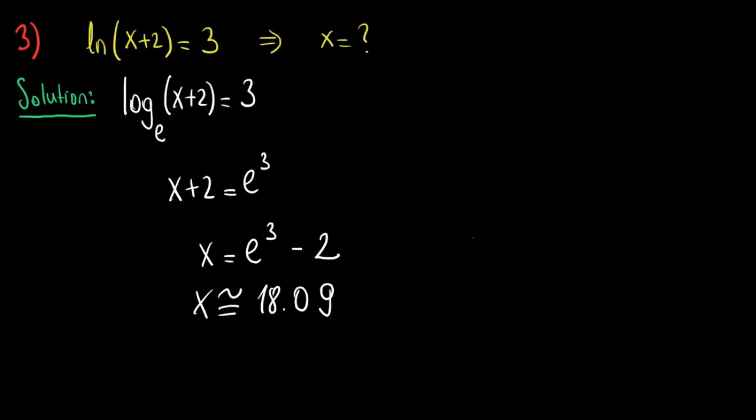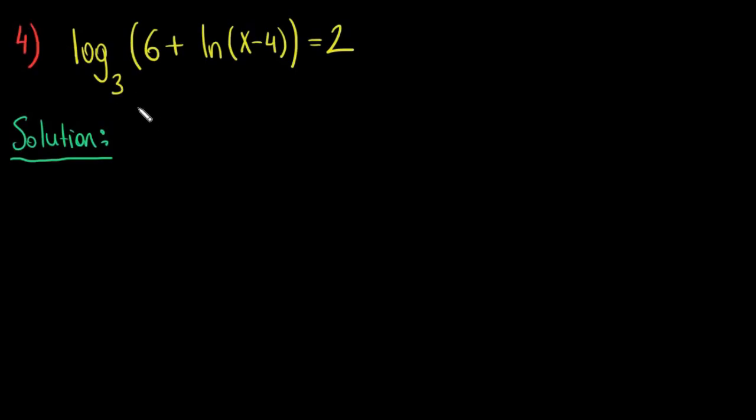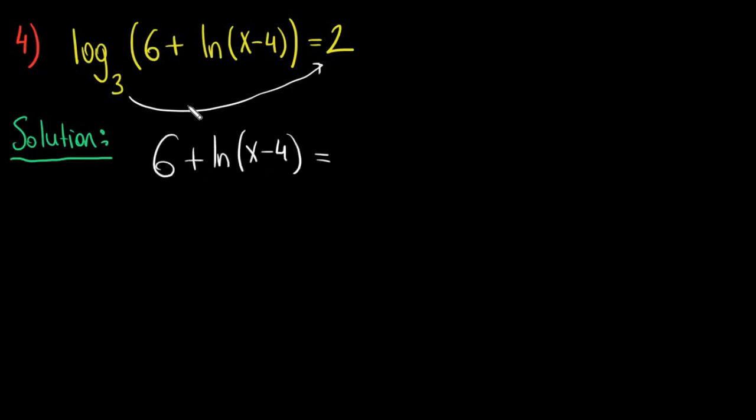Alright, so I'm going to write another question. Question 4. We have log base 3 of (6 plus ln(x minus 4)), and this is equal to 2. So 3 to the power of 2 is just going to be equal to this expression. So 6 plus ln(x minus 4) is going to be equal to 3 to the power of 2. 3 to the power of 2 is 3 times 3, which is 9.